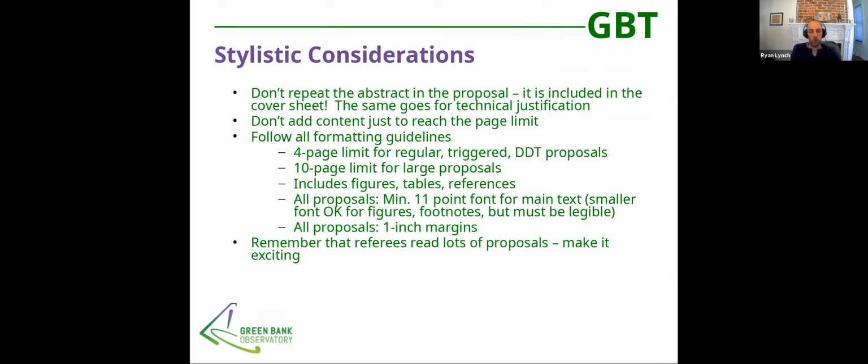I have the page limits on here and other formatting guidelines. So for regular proposals, the limit is 4 pages. That's also true for triggered and DDT proposals. For large proposals, the limit is 10 pages, and there is some extra information that is required. And this includes any figures, tables, and your reference list. So you don't get extra space for those. So don't go over the page limits, but don't feel like you have to pad the proposal to meet them either. Also, the minimum font size is 11 point for the main text. If you want to use a smaller text size for things like footnotes and figure captions, that's okay, but they have to be legible, so don't make them too tiny. Then there's 1-inch margins, all that kind of stuff is standard. And remember that your referee is going to read a lot of proposals, so you need to write well, standard stuff.